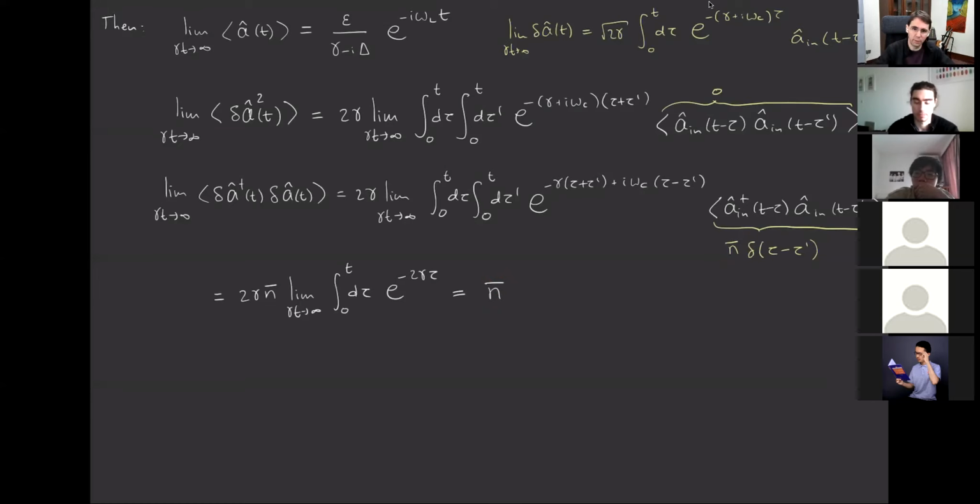Then if we combine everything, we see that we get a mean value here that is not 0, and we get an a squared that is 0 and a dagger a that is just the thermal number of excitations. So this means that the covariance matrix, asymptotically, for long times, becomes just this covariance matrix.